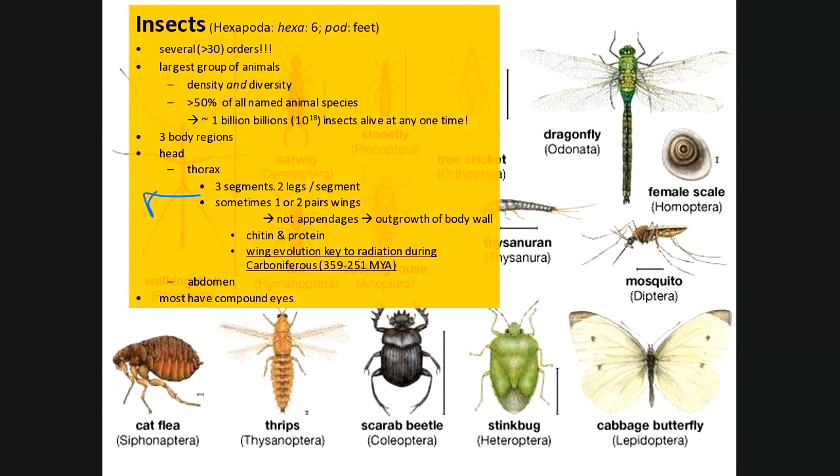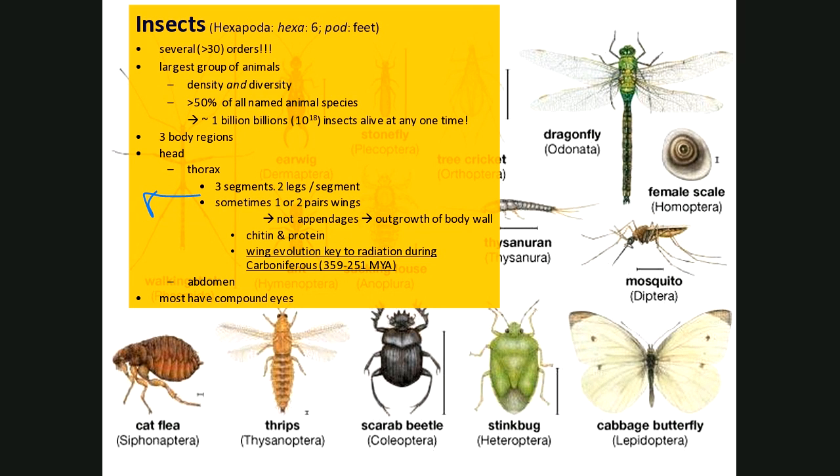Now, I said it's all about appendages. Wings are, well, they are appendages, but they don't arise from the same genetic information that the legs, the pinchers, and all the swimmerettes arise from. So they're not appendages. They're basically nothing more than outgrowths of the body wall. So they grow out of the body wall in that thoracic region. That's where the wings come from, made of chitin and protein.